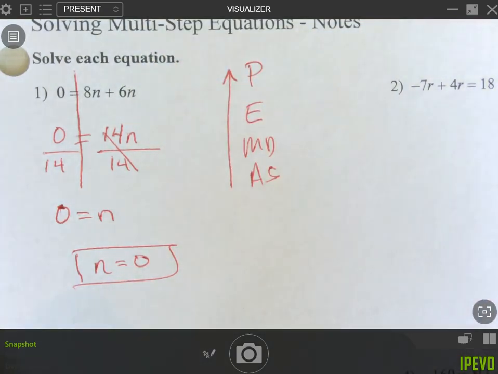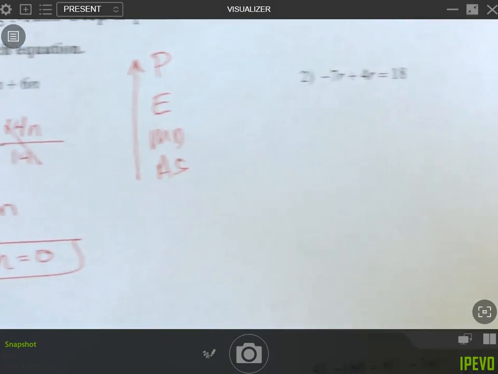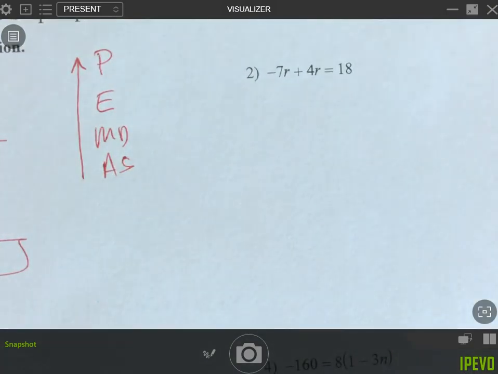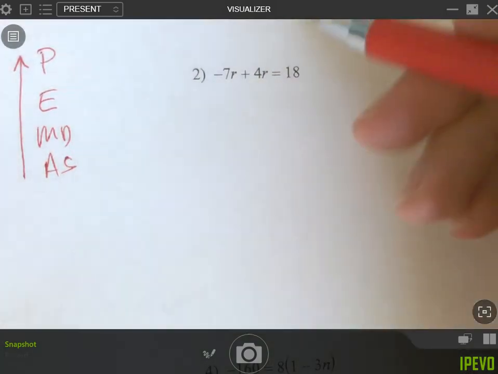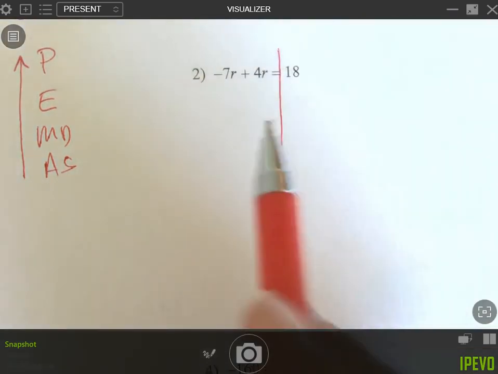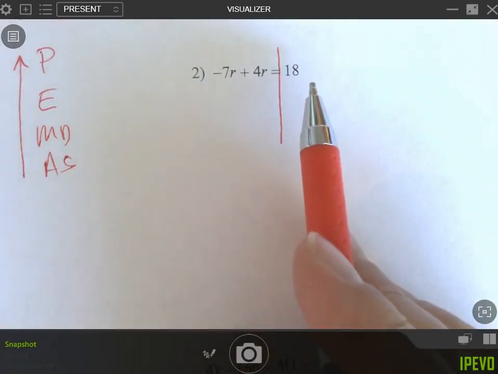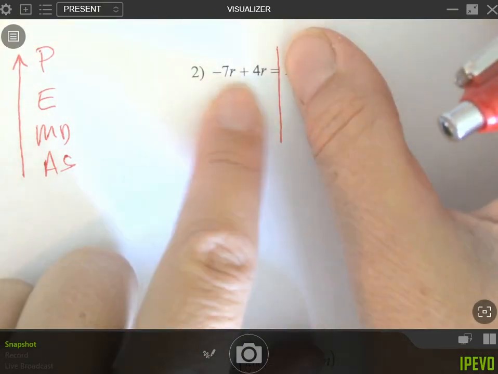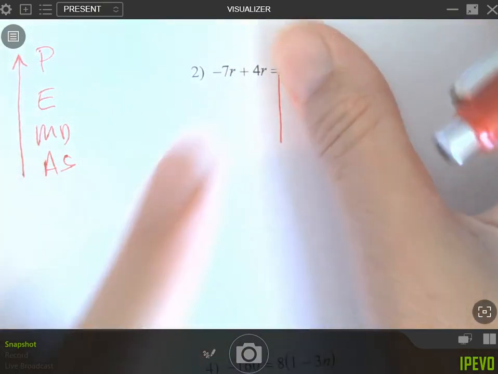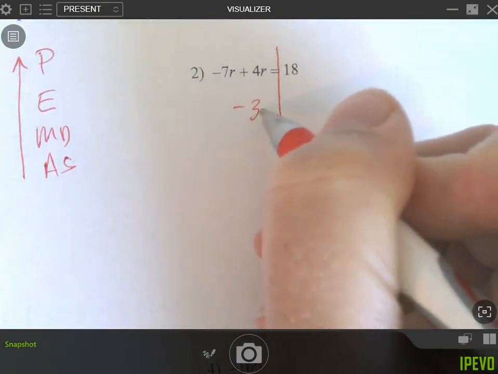All right, take a quick second and go ahead and you do number 2, and I will let you do it. All right, so when we go to do this one, I'm going to go ahead and draw my little line. If I don't cross the line, I don't change a sign. Yep, so I'm going to add these two. So you tell me this is a negative 3r? Yep, equals 18.